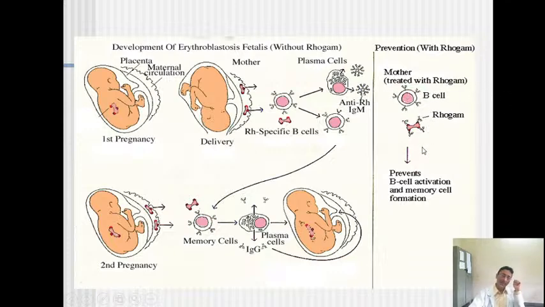What is happening when you introduce this injection? The RBCs which have come from the fetal side will bind to these antibodies which you have injected. So once there is binding of these injected antibodies, there will be no stimulation of the mother's B cells. So this prevents B cell activation and memory cell formation.